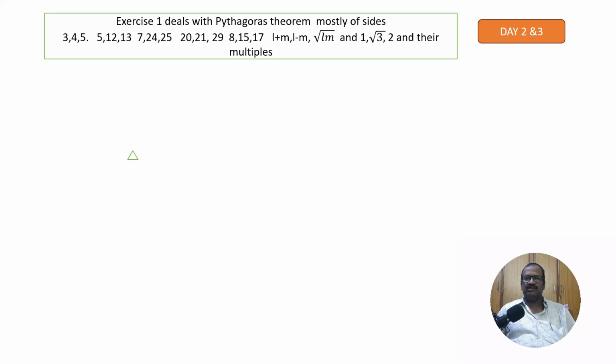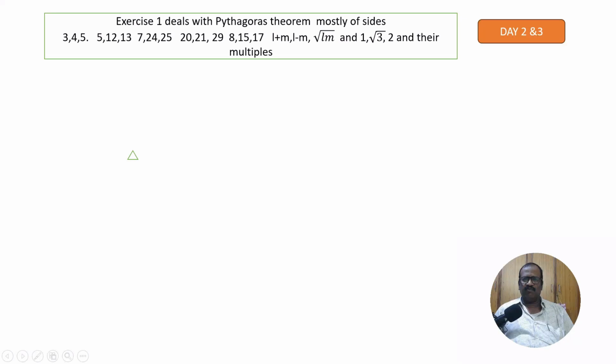Now the second exercise contains the ratio values for certain angles: 0 degrees, 30 degrees, 45 degrees, 60 degrees, 90 degrees. The third contains only three identities: sin square theta plus cos square theta is equal to 1, 1 plus tan square theta is equal to secant square theta, 1 plus cot square theta is equal to cosecant square theta. That will be learned in the next level.